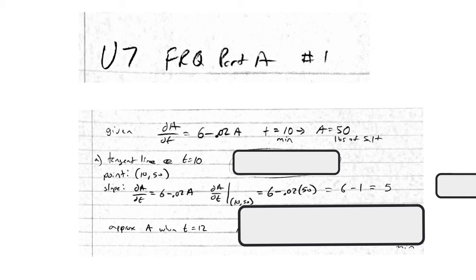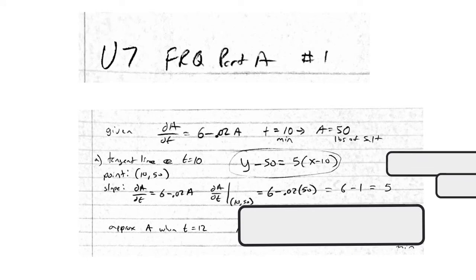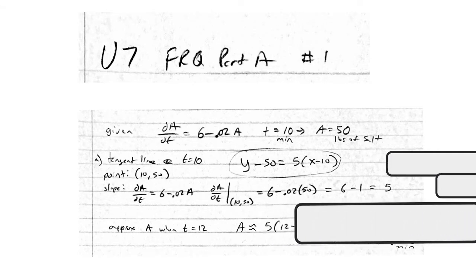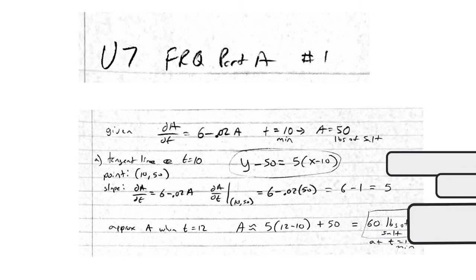And so then we have the point and we have a slope, so we can write our point slope form equation. y minus 50 equals 5 times x minus 10. Then it asks us to approximate A when t equals 12. So we're going to use that tangent line to approximate A. The first thing I would recommend is, it's kind of like we're changing y to A. So I would say that A is approximately equal to, and then you can just use that equation above and plug in 12 for x. So I added 50 to the other side, and you get 60 pounds of salt.